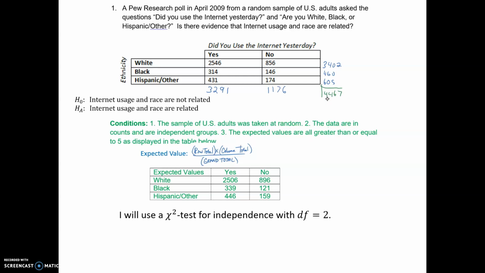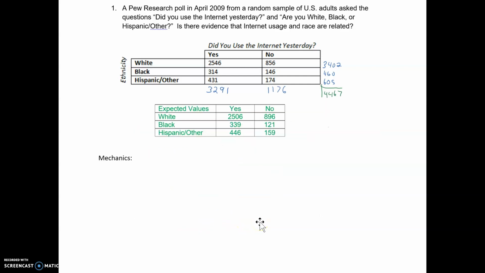The next thing that we're going to do is finish the conditions section by calling out the test that we're going to use. It is important that somewhere we do have degrees of freedom too. We have to make sure we say that. So I will use a chi-square test for independence with degrees of freedom 2. Remember, that's usually what we call it, a chi-square test for independence. That's what our book calls it anyway. Here we go.